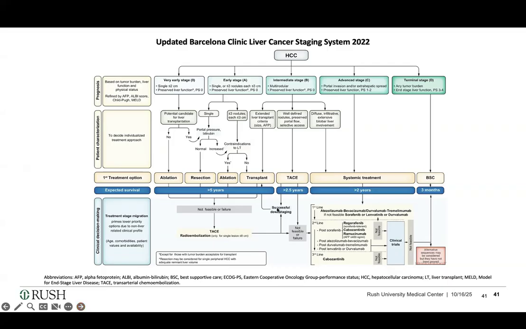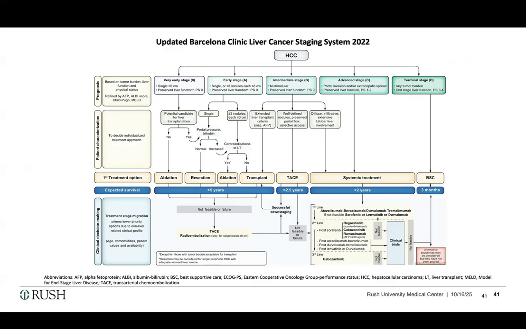Once you start to have intermediate stage cancer, so this is a multifocal cancer, but preserved liver function. So this is someone who is outside of the criteria that transplant might be an option. Here, you could try to downstage your patient. So you're going to want to do something like local regional therapy.